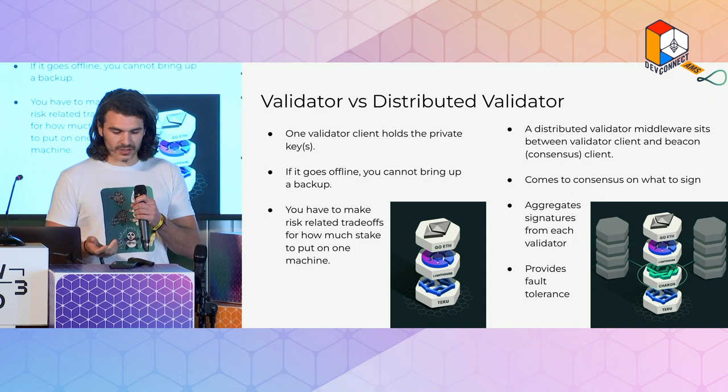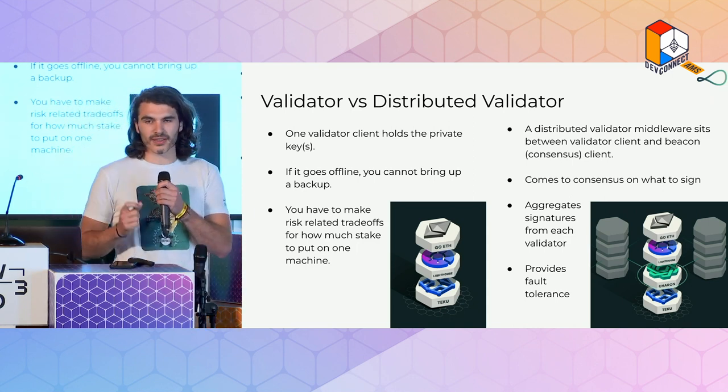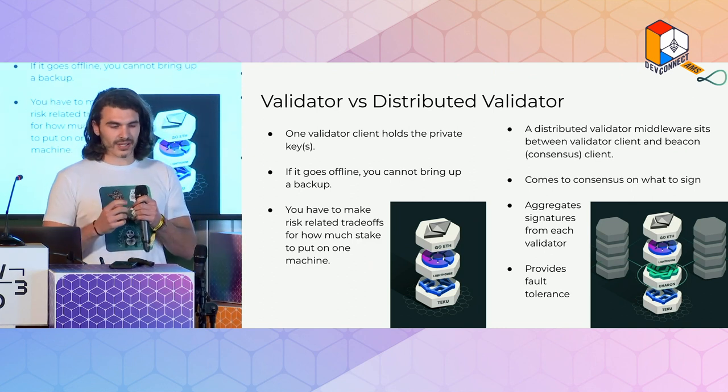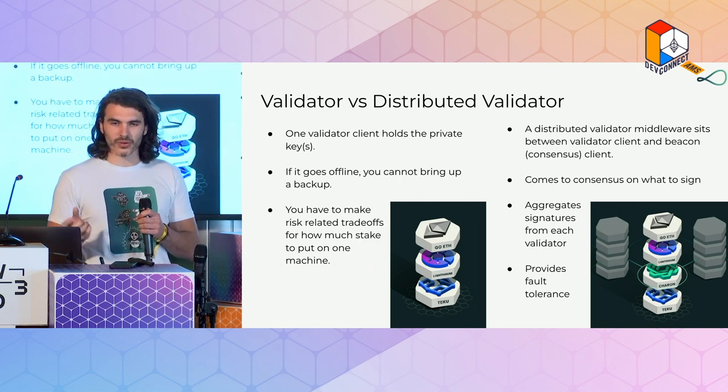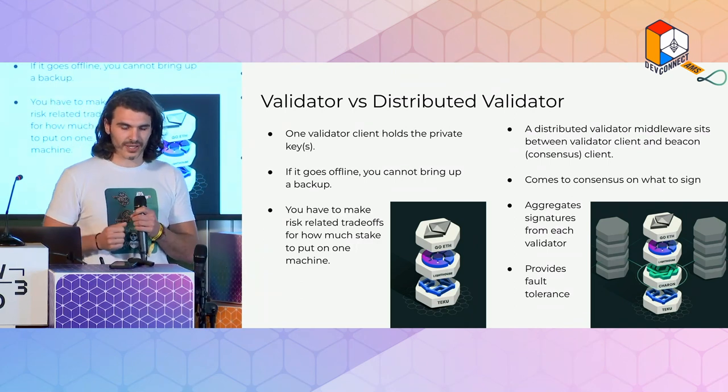What we're building with distributed validator technology is an extra middleware client that sits between the validator and the beacon client. And it basically has four or more nodes all sign stuff. And it recombines the signature and broadcasts it as a group.